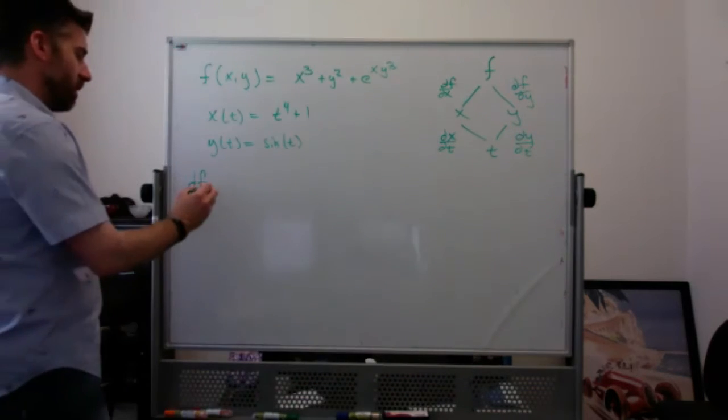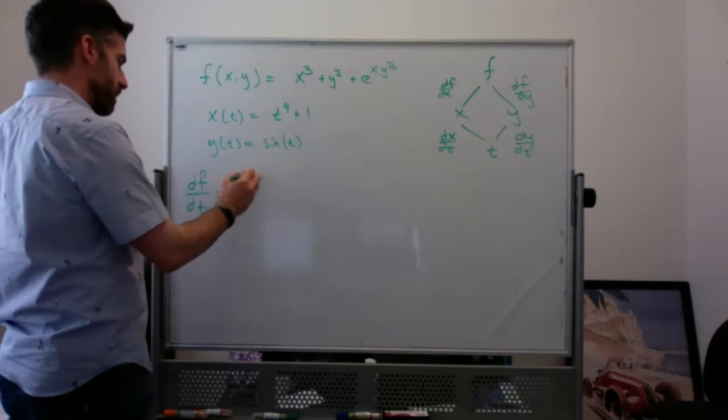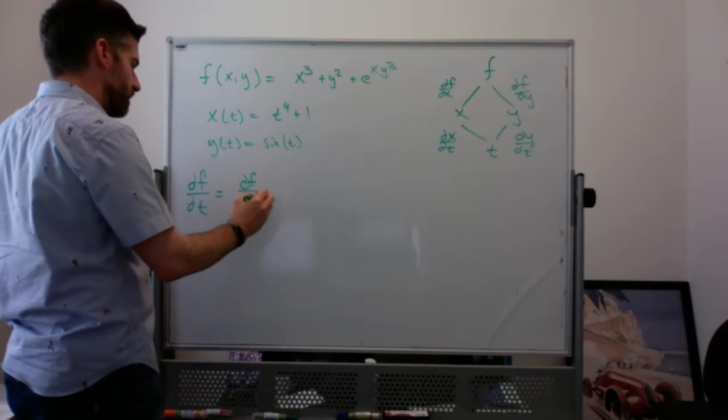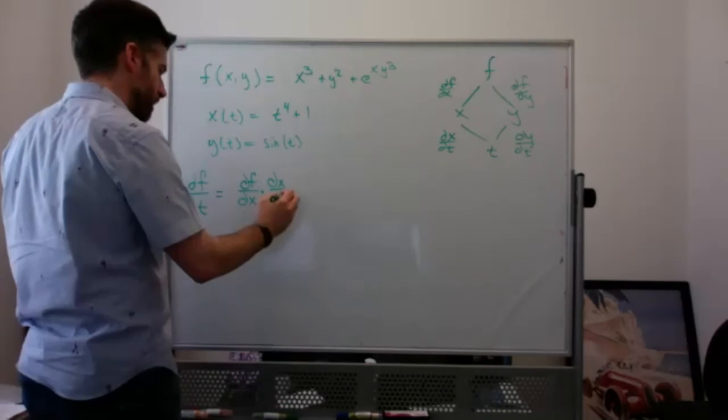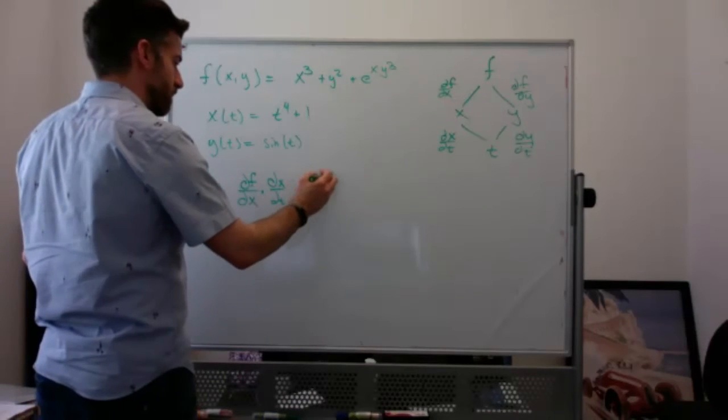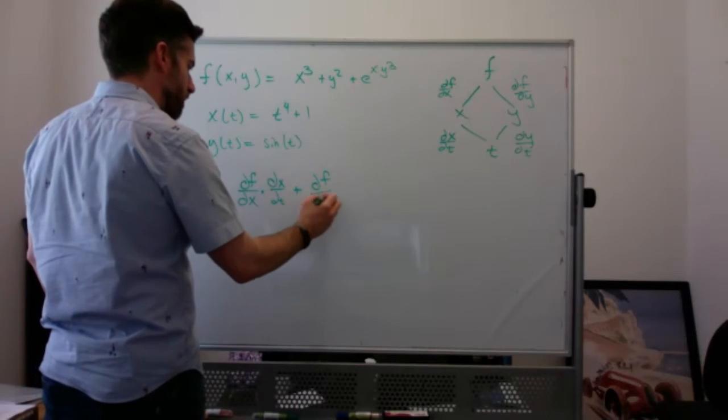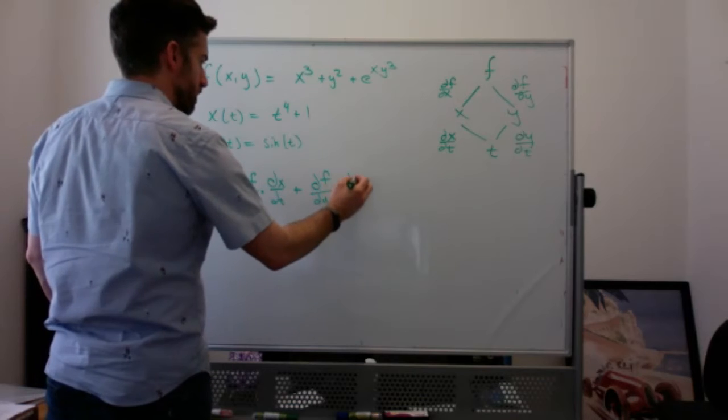So what it ends up looking like is del f del x times dx dt, plus del f del y times dy dt.